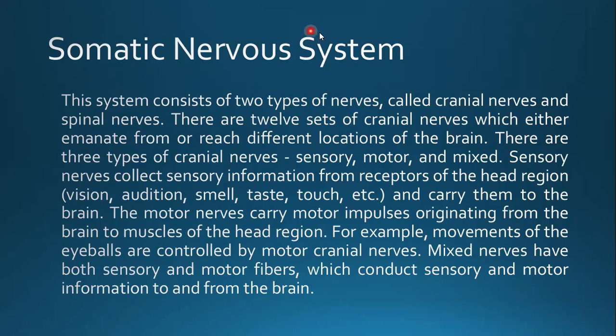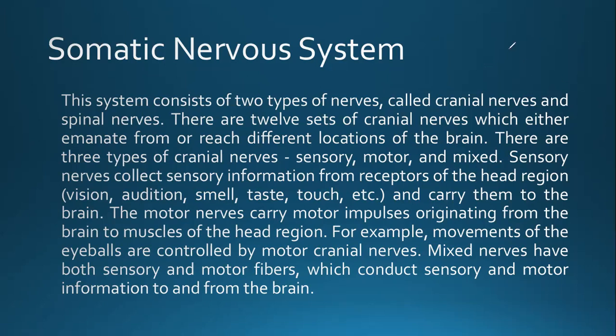As we discussed, the peripheral nervous system is further divided into somatic and autonomic. Let us see what the somatic nervous system is. This system consists of two types of nerves: cranial nerves, also simply termed CN, and spinal nerves. There are 12 sets of cranial nerves, that is CN1, 2, 3, 4, 5, and so on to CN12, CN1, CN2, CN3, etc. Okay. 12 sets of cranial nerves which either emanate from or reach different locations from the brain.